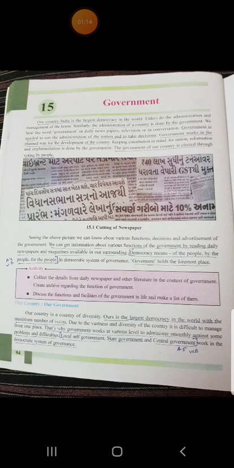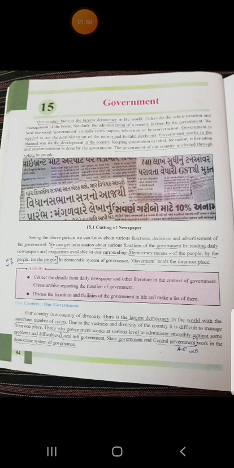We hear the word government in daily newspaper, television or in conversation when we talk with each other. Government is needed to run the administration of the nation and to take decisions. So why is the government needed? Because the government takes the decisions and runs the administration of the nation.